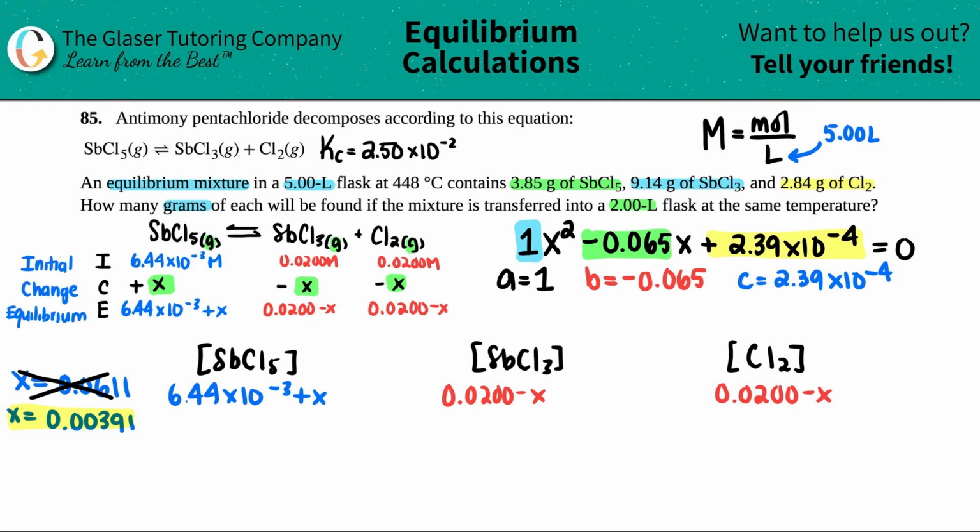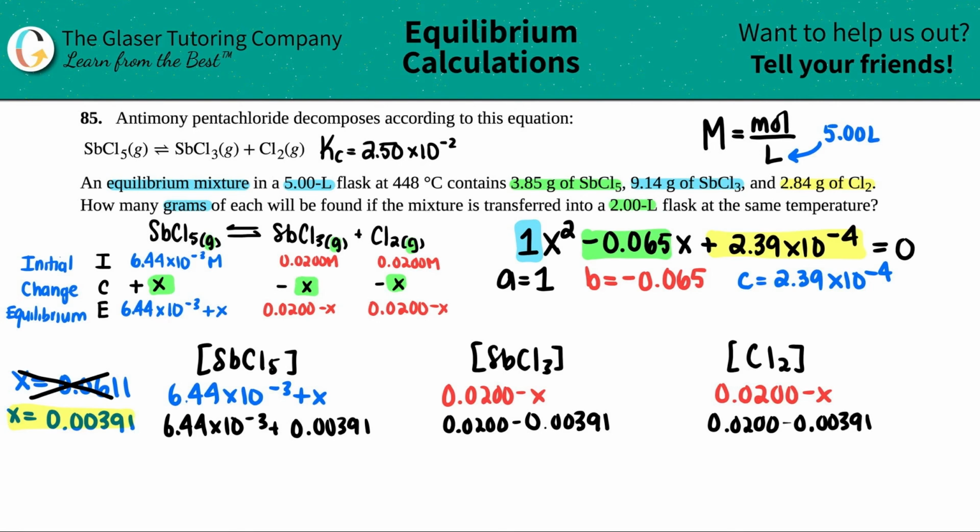Okay. Now I'm just going to plug in the x value. So 6.44 times 10 to the negative 3 plus 0.00391, 0.0200 minus 0.00391, 0.0200 minus 0.00391. Okay, so let's see what our new molarities are.